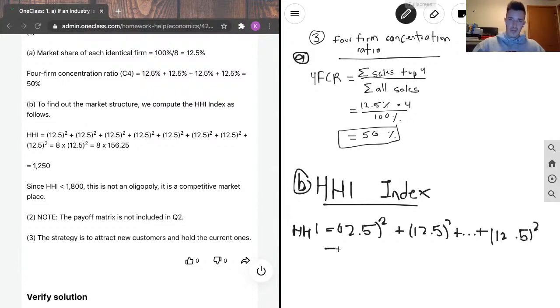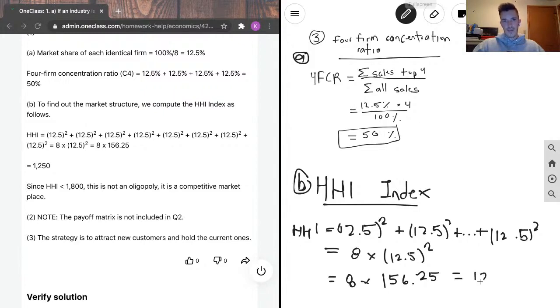Knowing that there's 8 firms, we can just say that this is 8, for each of the firms, times 12.5 squared, being their share of sales squared. Our junior tutor has pointed out that 12.5 squared is equal to 156.25. So you can say 8 times 156.25, and our HHI index comes out to 1250.